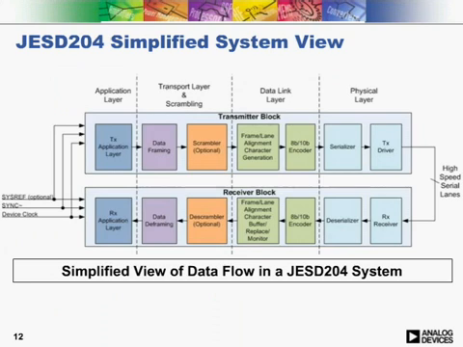This is just a simplified visual representation of the layers of the 204 specification. This will allow you to see the data flow through the transmitter and receiver along with the timing reference signals used in the system. You can see the flow goes from the TX application layer through the transport layer, becomes optionally scrambled, through to the data link layer, and then onto the transmitter physical layer, through the receiver physical layer via the high-speed serial lanes. Then it proceeds through the data link layer of the receiver, onto the transport layer. It is optionally descrambled, and then finally ends at the receiver application layer.